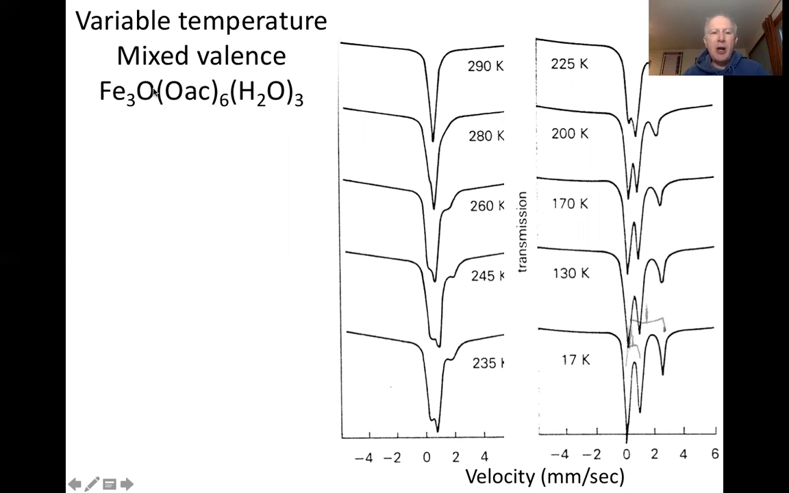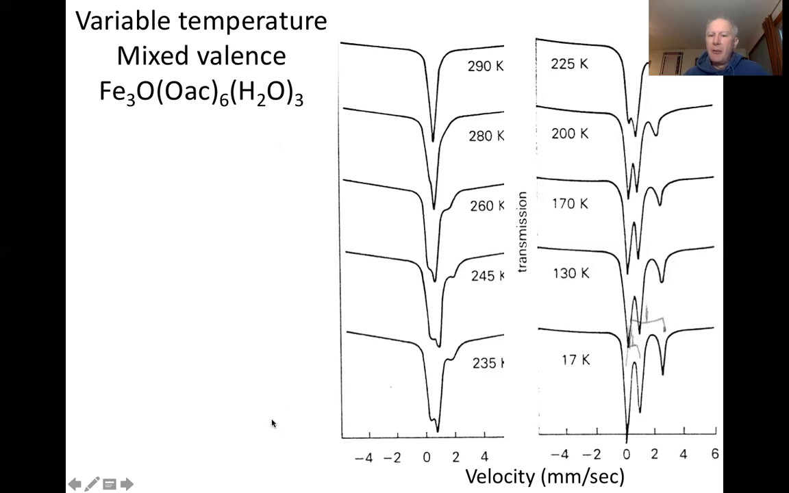And if you count up the charges here, you'll find out that there has to be 8 positive charges split between these 3 irons, so it's not divisible. And so it looks like there are 2 iron 3+ and 1 iron 2+ ions in this. And so that's an example of a mixed valence compound.